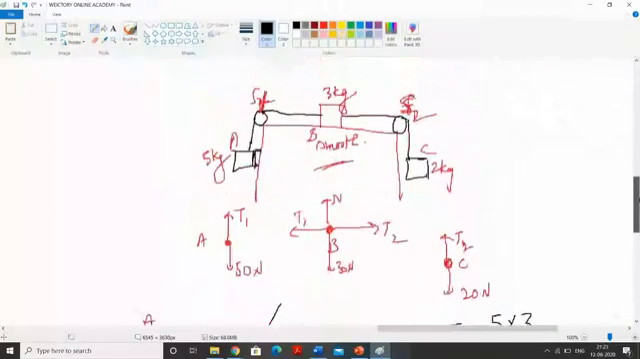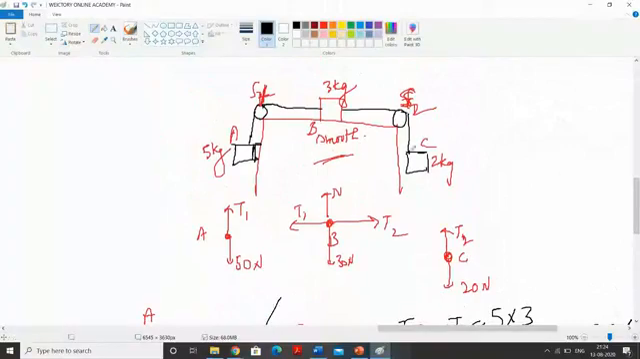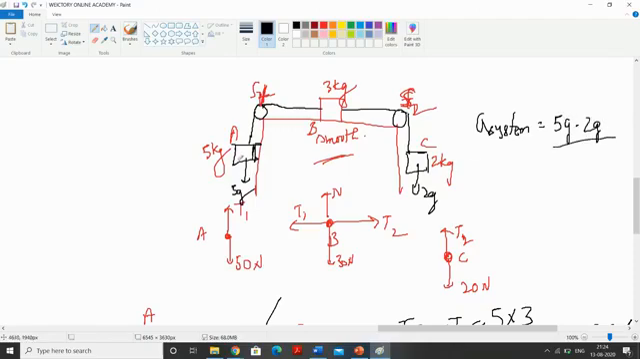There is another way we can do this. That's the acceleration of the system. Because they have the same acceleration, we can consider them as one system. That is resultant external force divided by total mass. So what is the resultant external force? Obviously this is 5g and 2g. This is the external force which is affecting the motion. So resultant external force is 5g minus 2g divided by total mass 5 plus 3 plus 2. That will give you 3g divided by 10.